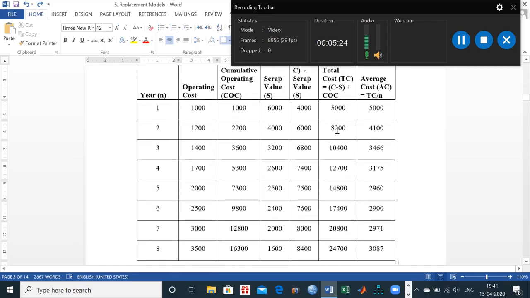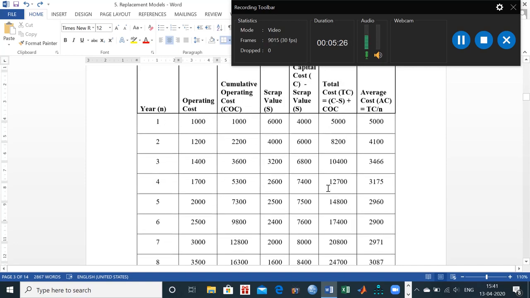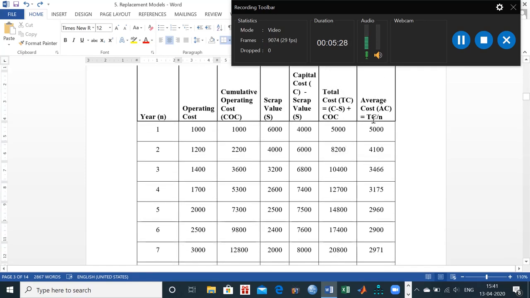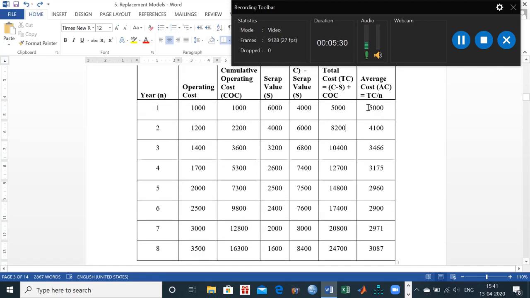Now with this we have got the total cost values, and then we calculate the average costs. The average costs are the total cost divided by the year. Now this is 5,000 by 1, 8,200 by 2, 10,400 by 3, 12,700 by 4, and so on.